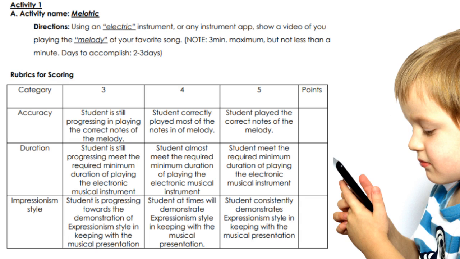Accuracy. Student is still progressing in playing the correct notes of the melody. Student correctly played most of the notes of the melody. Student played the correct notes of the melody. Duration. Student is still progressing to meet the required minimum duration of playing the electronic musical instrument. Student almost meets the required minimum duration of playing the electronic musical instrument. Student meets the required minimum duration of playing the electronic musical instrument.